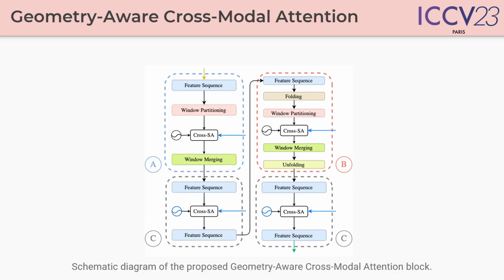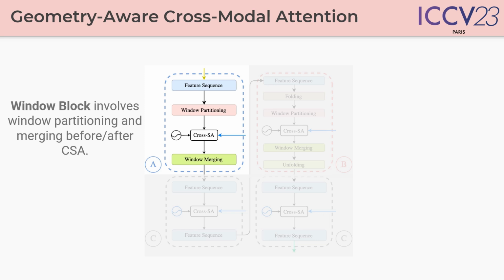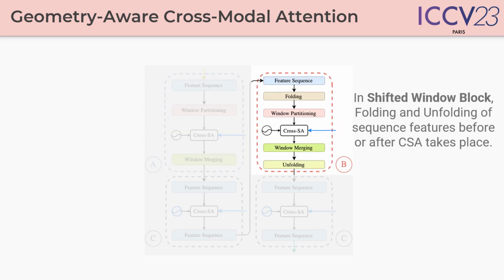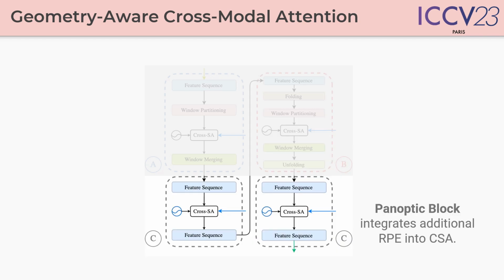This is the schematic diagram of our proposed geometry-aware cross-modal attention block. Let us look at the individual components next. Inspired by Swin transformer, our GCA module exploits window partitioning for fine-grained spatial modeling ability. However, window partitioning alone produces suboptimal results. We equip the transformer module with shifted window blocks and panoptic blocks to combine the local and the global geometry relation. The panoptic block follows the native transformer encoder to enhance the holistic geometry-aware relation of the visual scene.